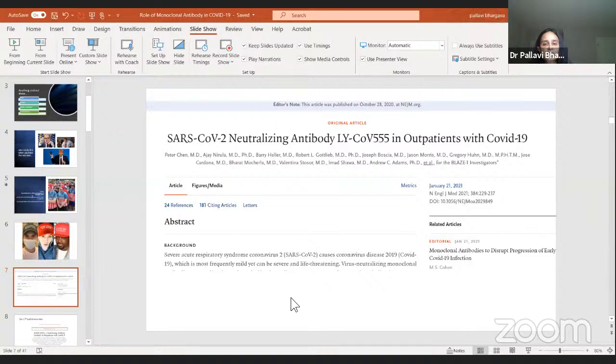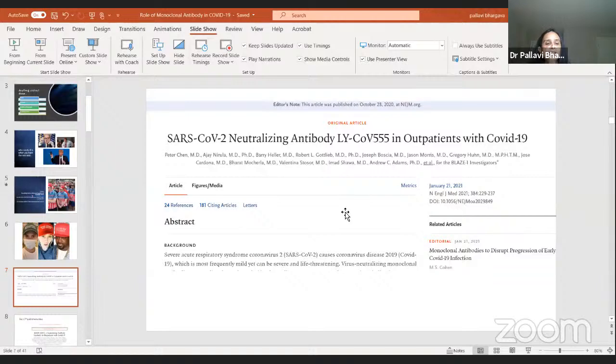This article was published online on October 28th last year, and it appeared in the journal, I think, on December 17th. And then there was an editorial by Marvin Cohen on this. And actually, this was the first published RCT on monoclonal antibody from Eli Lilly, and that's the name of the product. For the sake of convenience, we'll call it BMAB and ETI, data on those two.